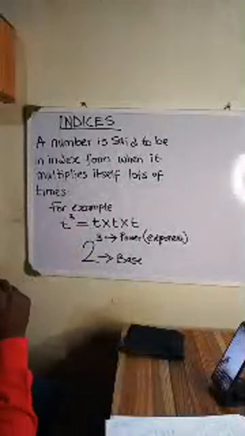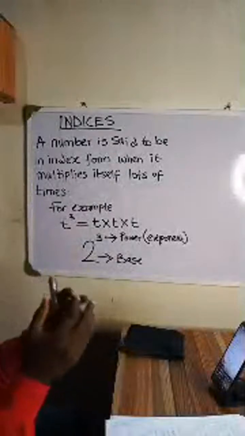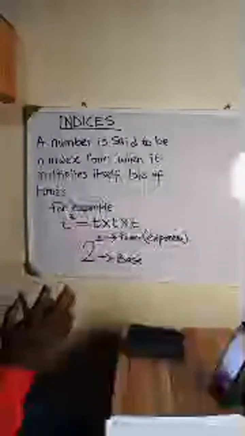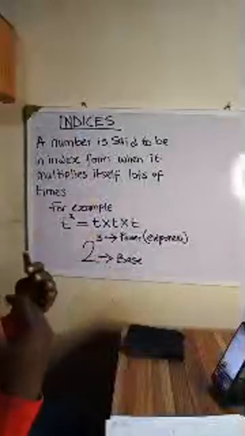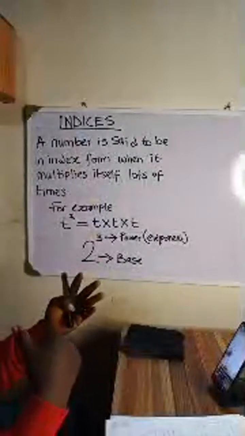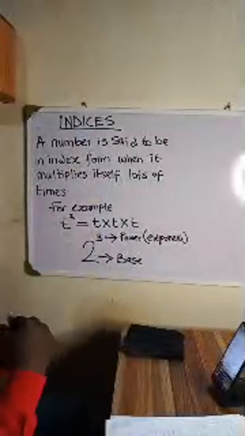Okay? So going further, we're going to be looking at the laws of indices. The laws that apply to numbers in this form, when you are multiplying them, when you are dividing them, and so on. We're going to see those laws.